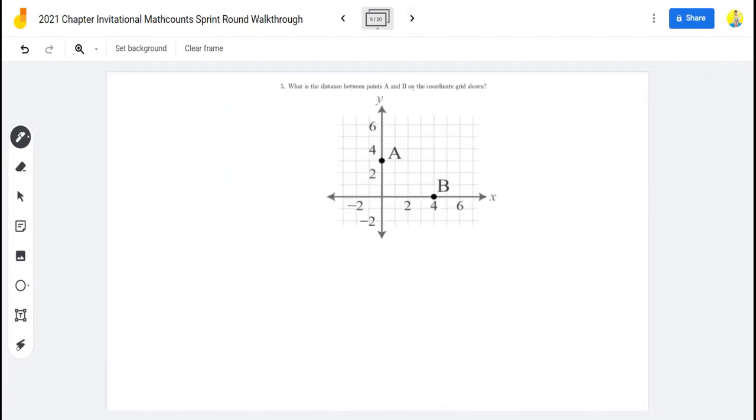5. What is the distance between points A and B on the coordinate grid shown? Well, we see that A and B form a 3, 4, 5 triangle with the x-axis and y-axis. And we also see that since this length is 3 and this length is 4, the distance between A and B is just 5. So our answer is just 5. This is because 3 squared plus 4 squared equals 5 squared. This is by the Pythagorean theorem.